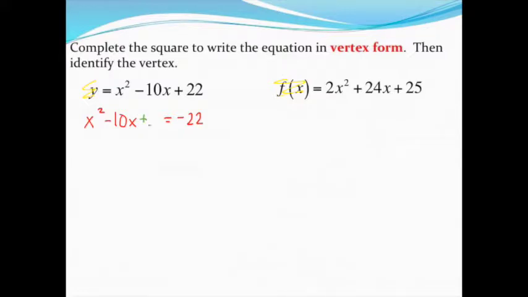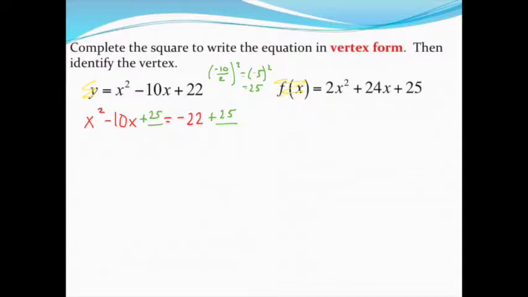We need to find the magic number then, and remember that needs to be added to the same side to keep my equation balanced. The process to find it was to take half of our b value, which is negative 10, the coefficient of x, and square it. So half of negative 10 is negative 5, and then negative 5 squared, negative 5 times itself, is positive 25. Your magic number will always be positive. So I'm going to add that to both sides of my equation to keep this balanced.